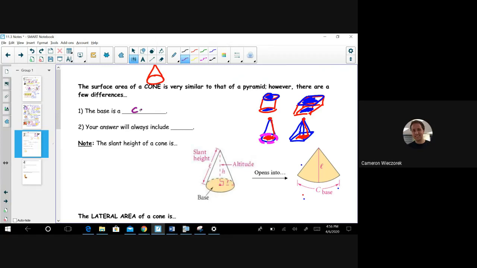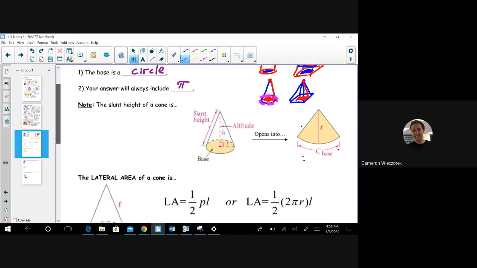So the base is a circle, and our favorite constant that always shows up in circles is the number pi. So your answer is always going to involve pi. Sometimes the problem will ask you to leave it in terms of pi, and other times it's going to ask you to round to the nearest tenths place or the nearest hundredths place, so you just need to look at the directions. Different pieces of the cone, very much like the pyramid.